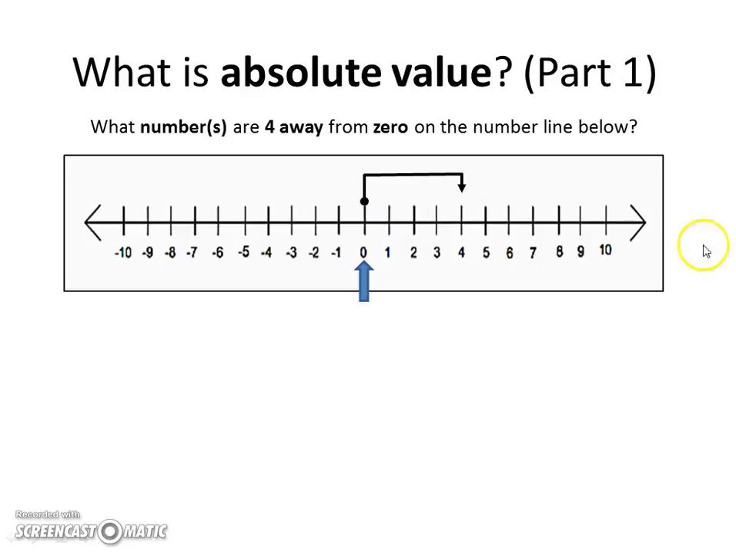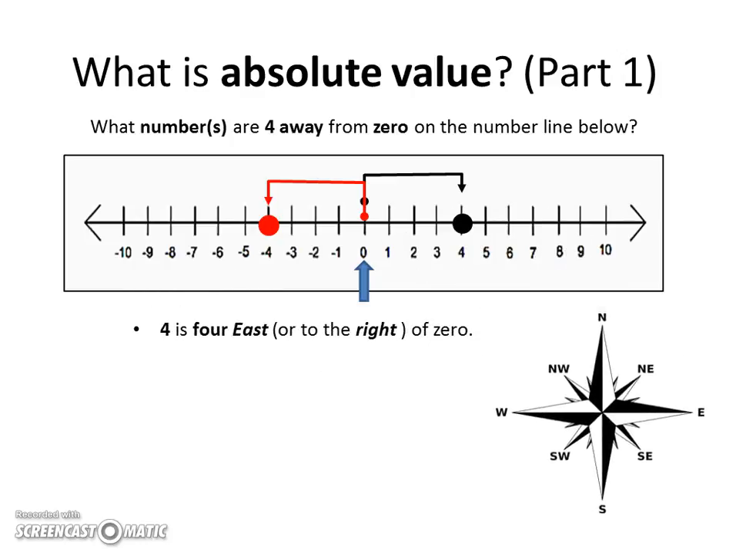Well, if we look this way, going to the right, or we could say going to the east, it looks like 1, 2, 3, 4. 4 is 4 away from 0 on a number line. But remember, we can also go this way. We could go west, or we could go 4 to the left. So negative 4 is also 4 away from 0 on a number line. So there's actually two numbers that are 4 away from 0: 4, which is 4 east of 0, and negative 4, which is 4 west of 0.